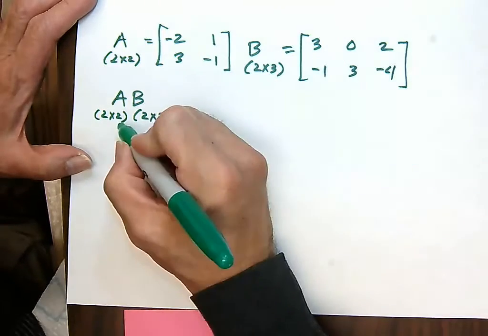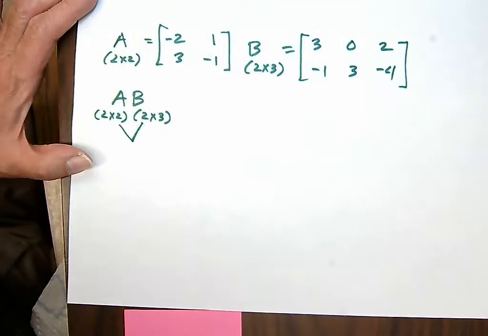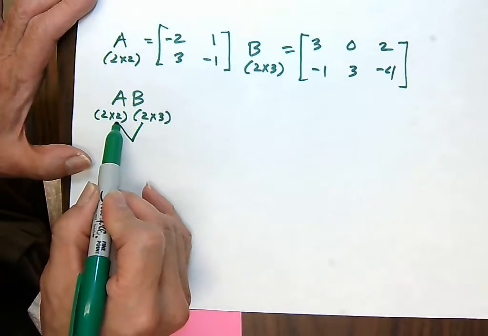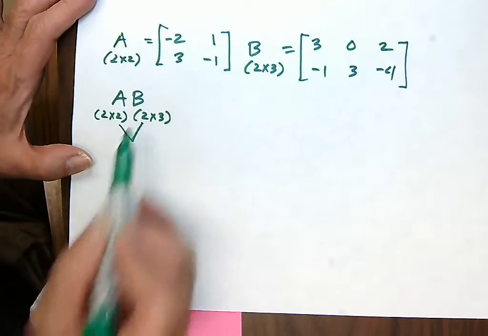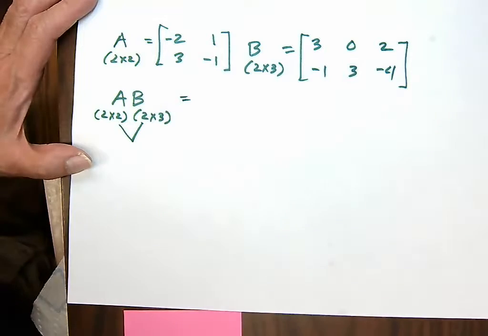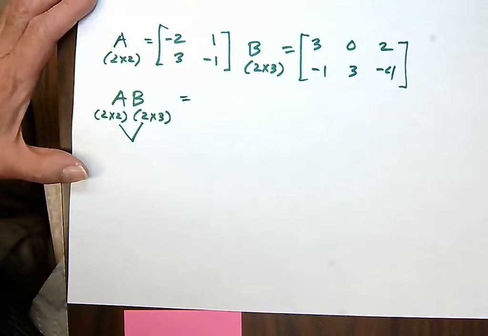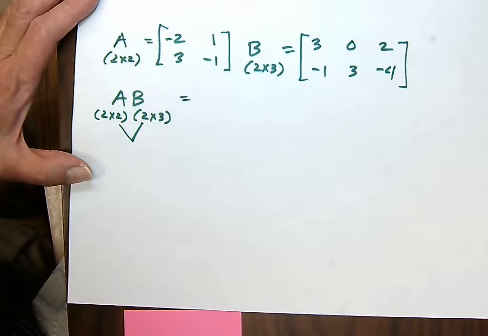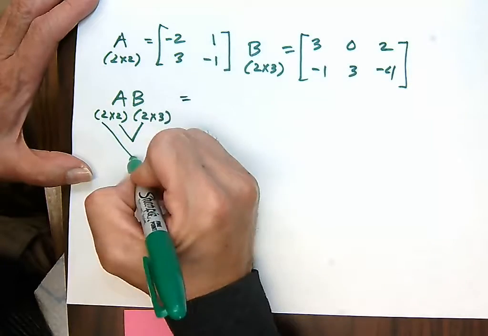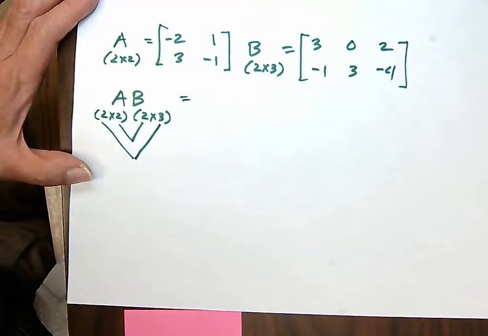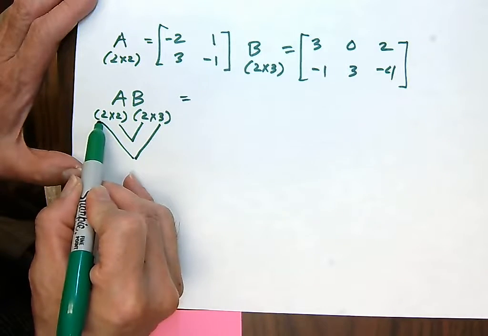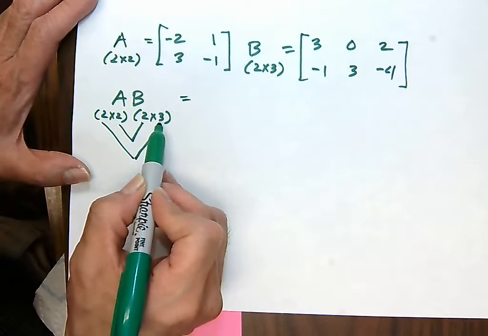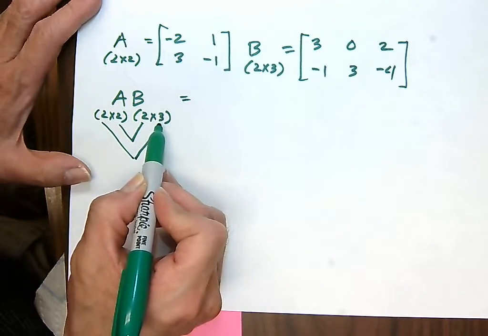We can multiply them together because the two inside numbers are the same. The number of columns of the lead matrix A is equal to the number of rows of the lag matrix B. So we're going to get a new matrix. You could call it matrix C or matrix D or E or whatever. But what will be the dimension of this matrix product? Well, it'll be of dimension 2 by 3 because of those two outside numbers we have. The new matrix we get will have the same number of rows as the lead matrix A, and it will have the same number of columns as the lag matrix B.